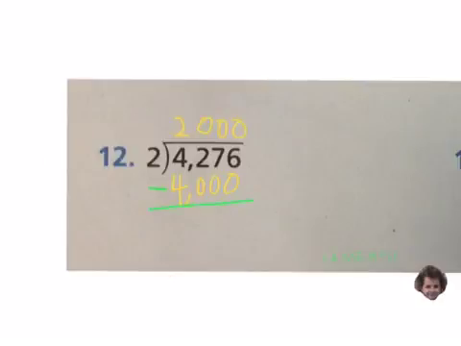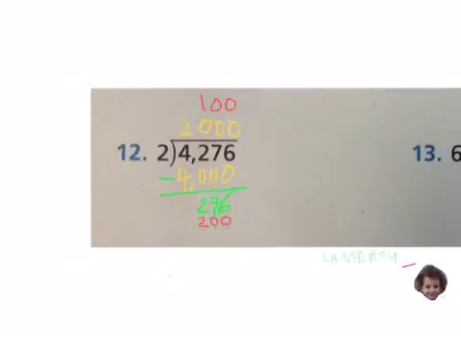Now we subtract. And we only have 276 left to split up. We're saying how many 2's are in 276? I would start with 100 2's. 100 2's is 200. So then we subtract. That leaves us with 76 left to split up into groups of 2. So how many 2's in 76? I know that 2 times 30 is 60. So I'll use that. I'll subtract. And I'm left with 16.